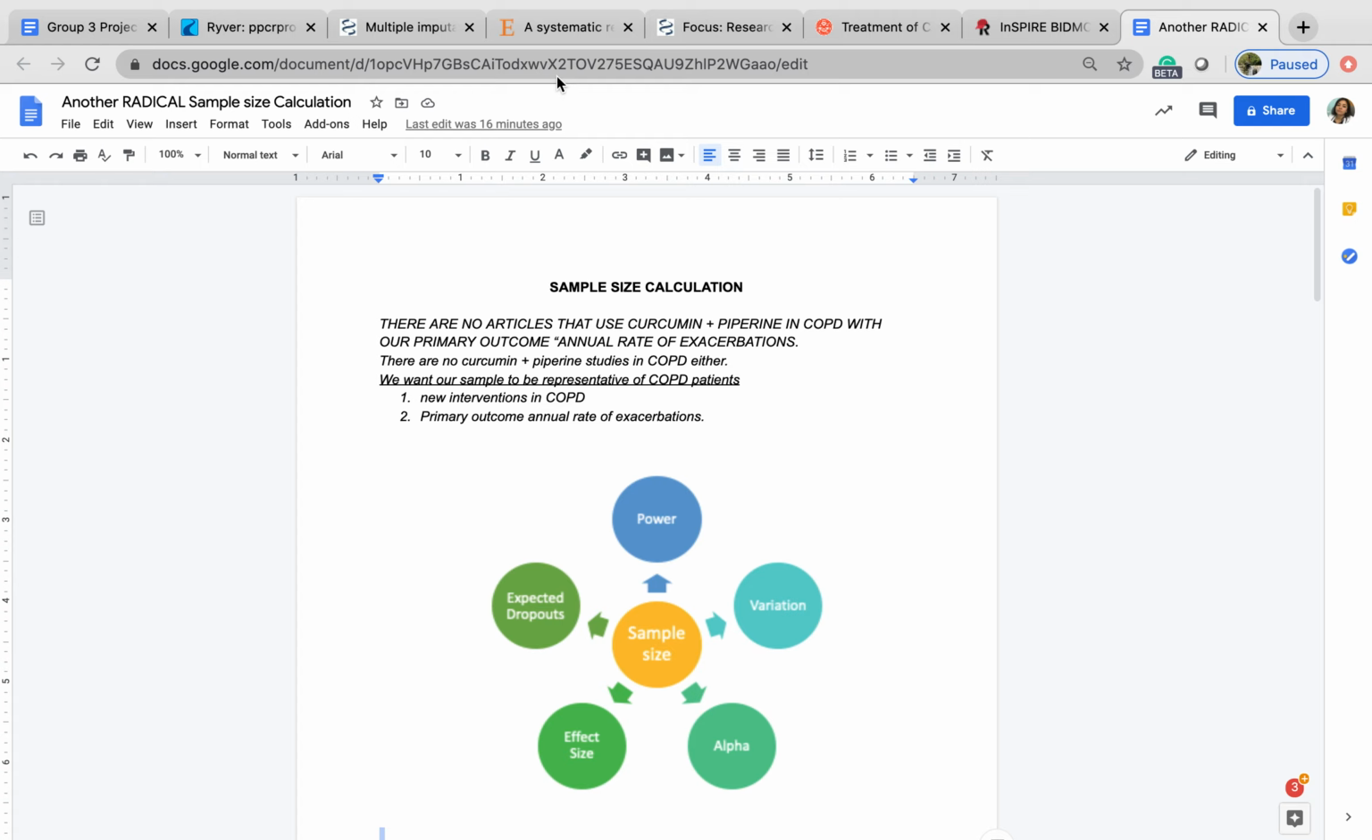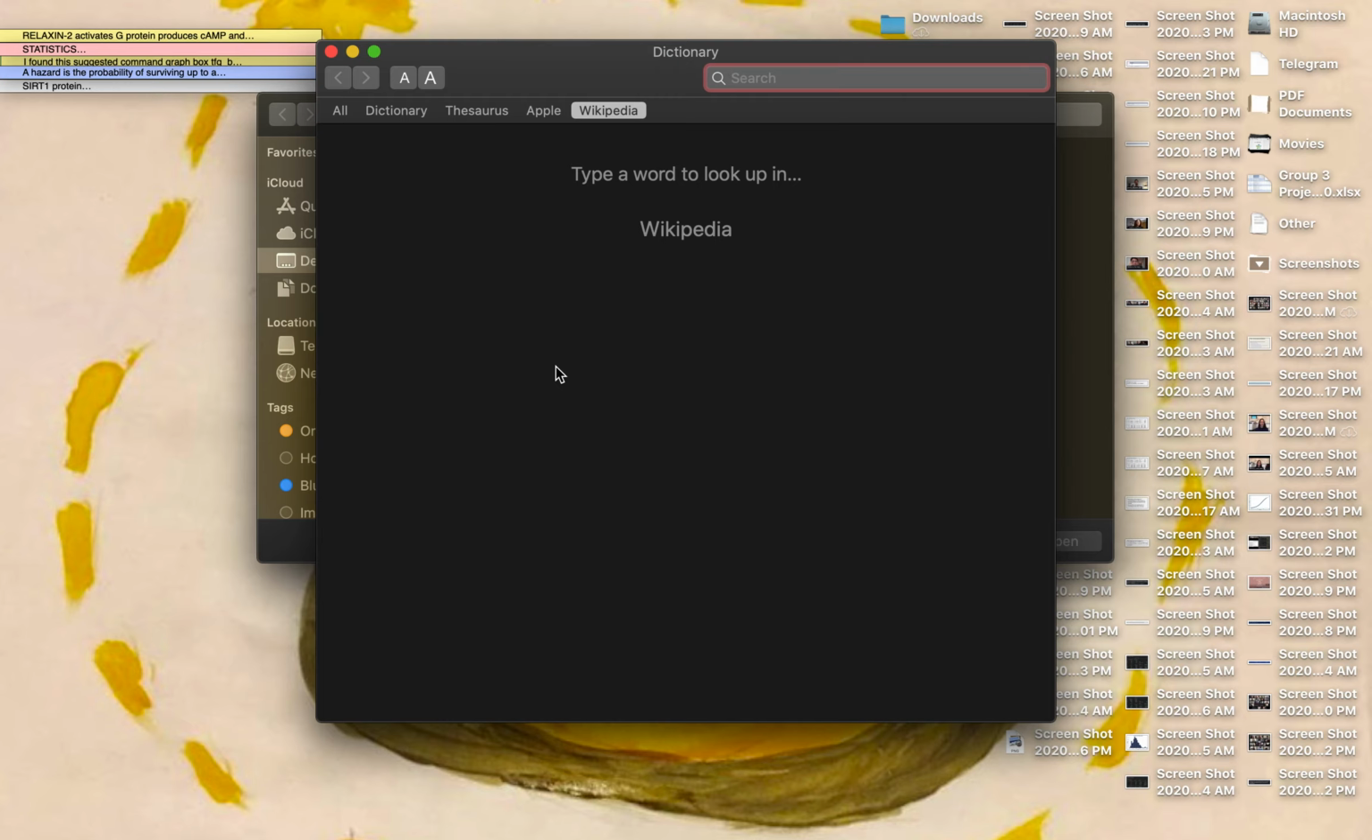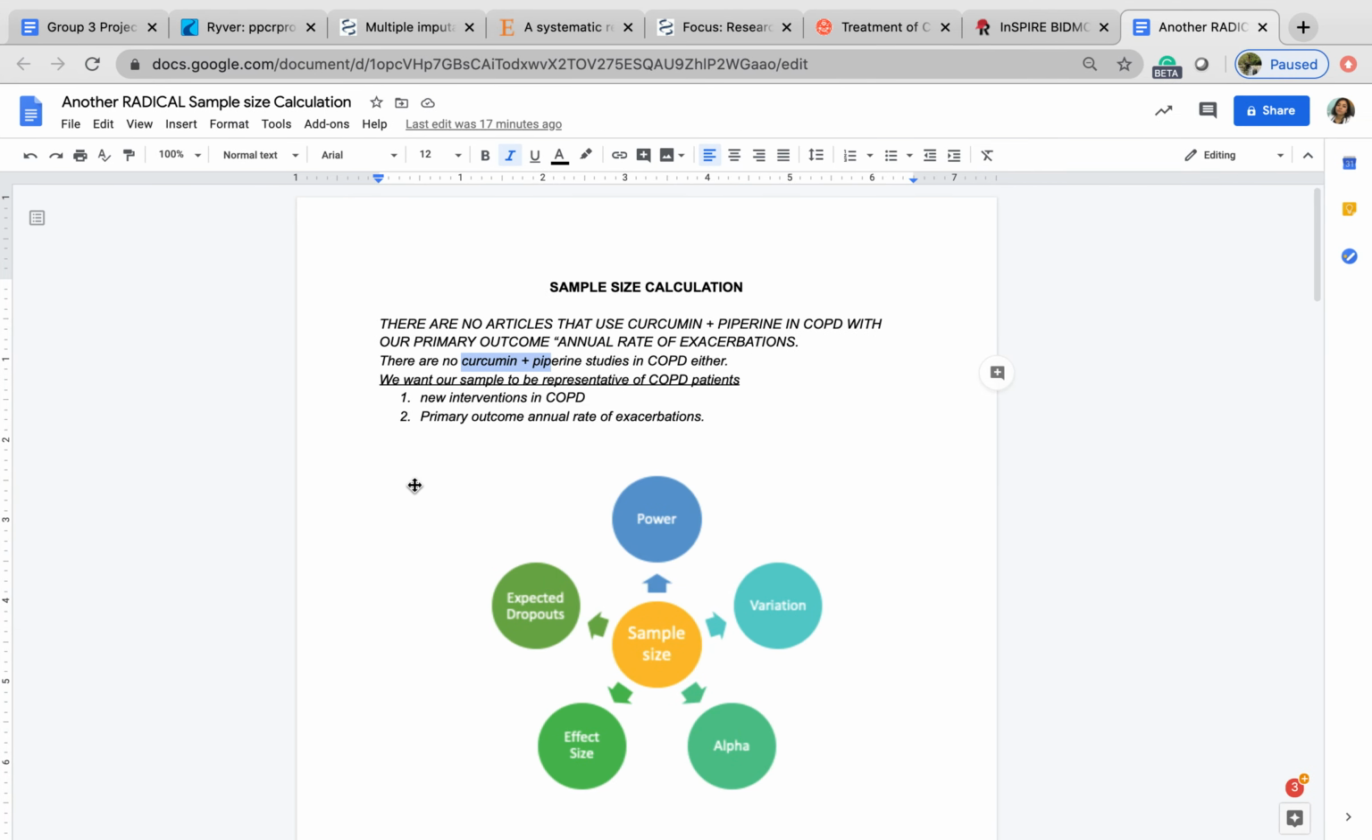So first of all, we have to remember that we had a lot of trouble calculating sample size because there is not enough literature about our topic. When we were trying to find articles, we couldn't find one that was using curcumin and piperine both in COPD patients and that was at the same time using the same primary outcome that we have, which is annual rate of exacerbations. We tried looking for articles that were using both curcumin and piperine in COPD patients, but we also couldn't find that.